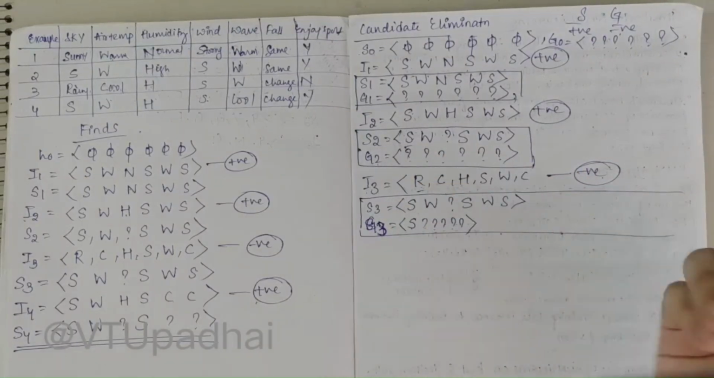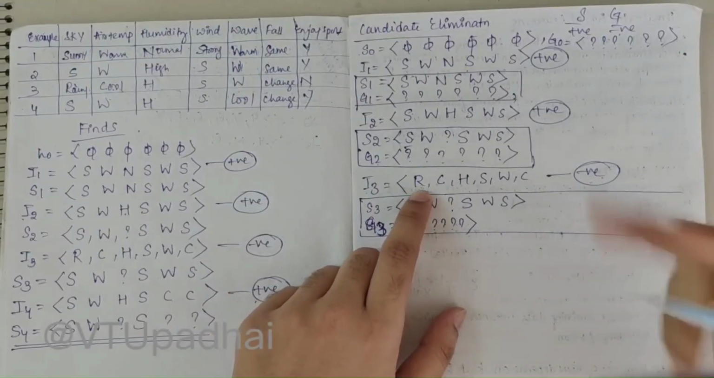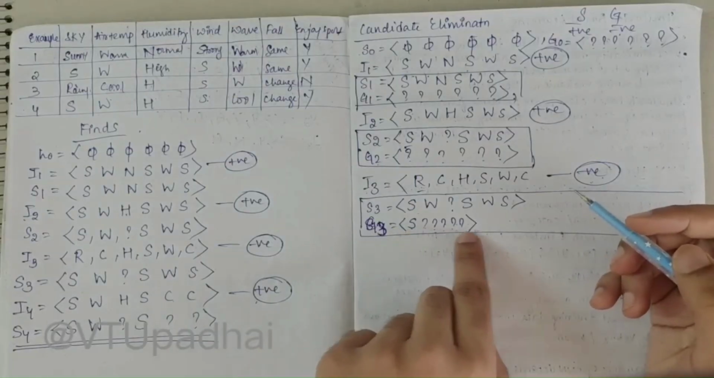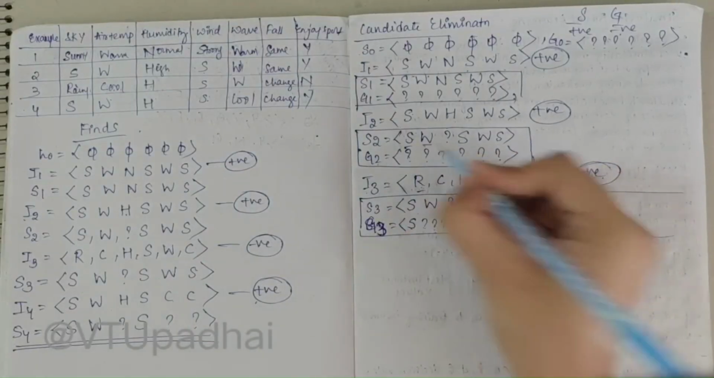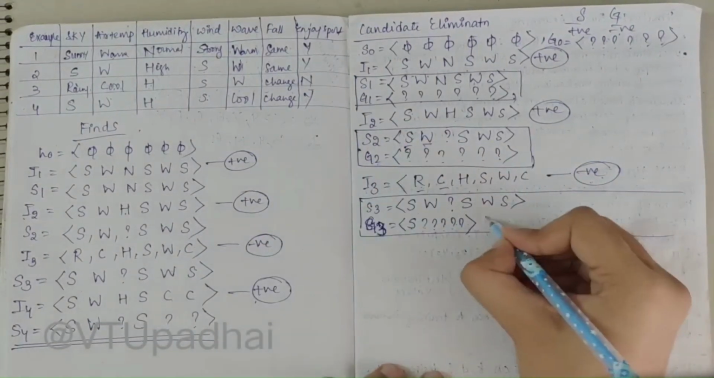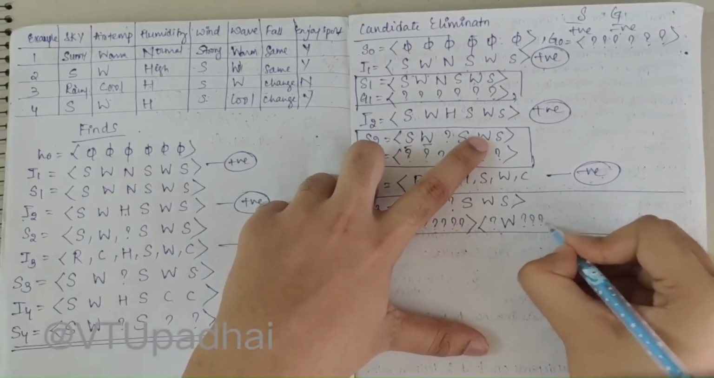So I compared S and R. By having R here, I have got negative. In order to convert it into positive, I'll substitute R with S. So that's what I've done here. S question mark followed by 5 question marks. Then I have W here and I have C here. So again put the W value here. That is, first one would be question mark and then W followed by 4 question marks.